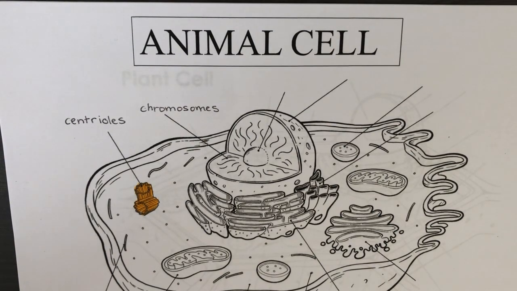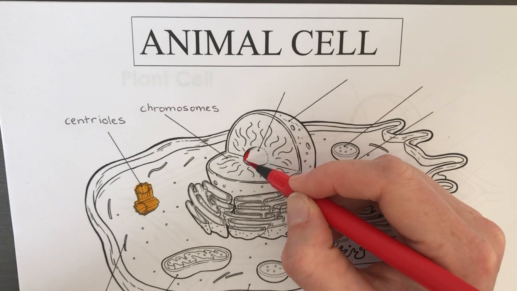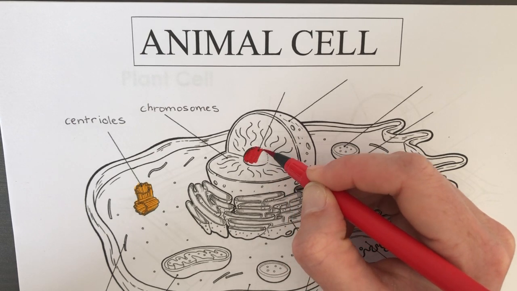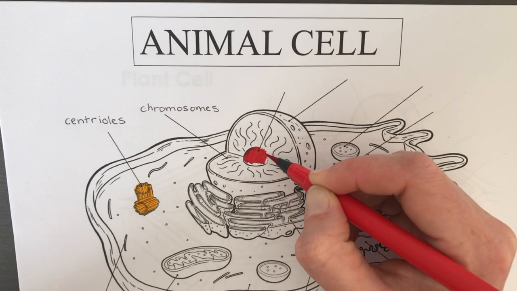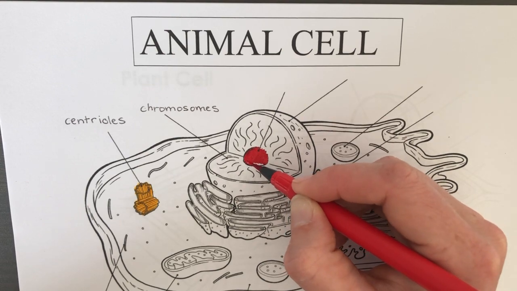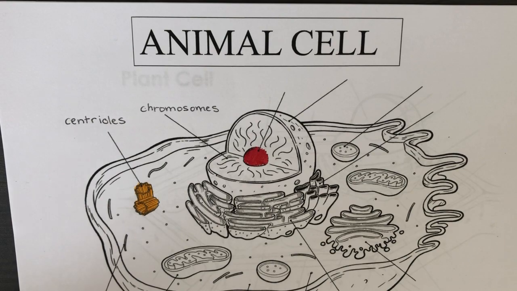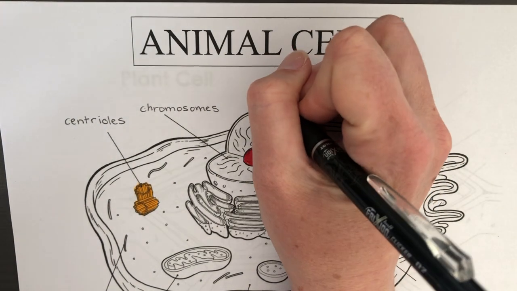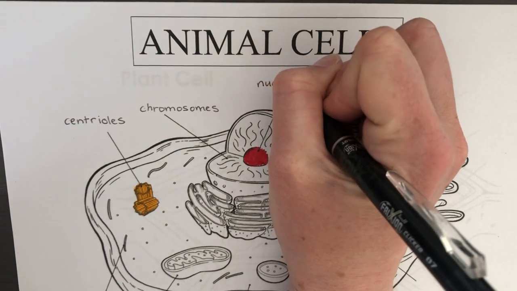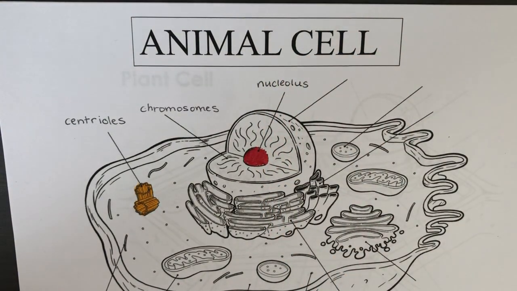All right, this part that I'm coloring red here, this is your nucleolus. Now, we did not talk about the nucleolus either. It's a small part of the nucleus where ribosomes are made. You don't need to know that much detail, but you should be able to recognize it on a picture of the drawing. So this is called the nucleolus.